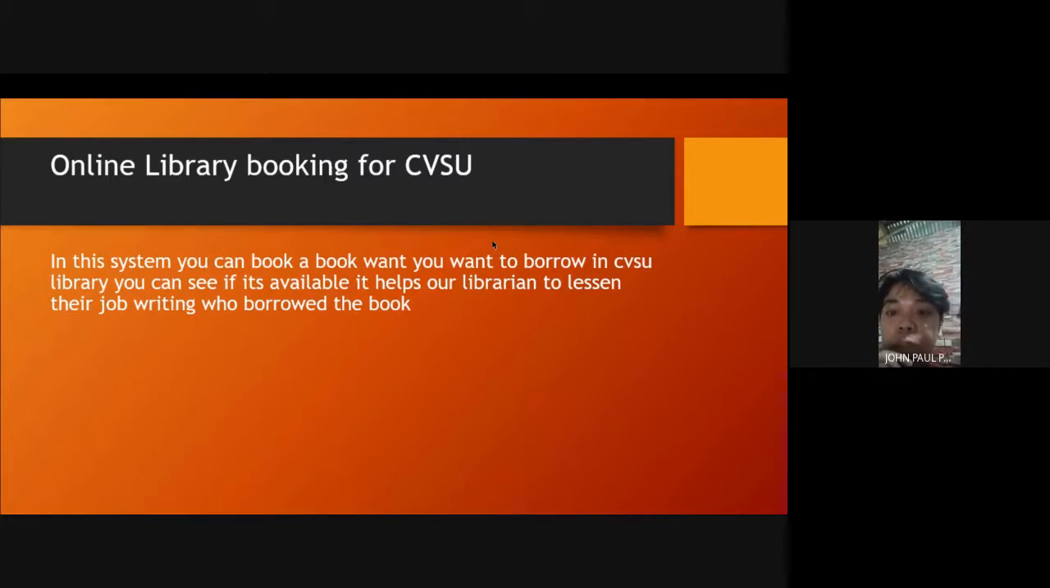It helps our librarian also to lessen their job writing who borrow the book. We've come up with this title because there are a lot of struggling in form of the student and the librarian. The librarian will accidentally lose their card also and the information of the student.